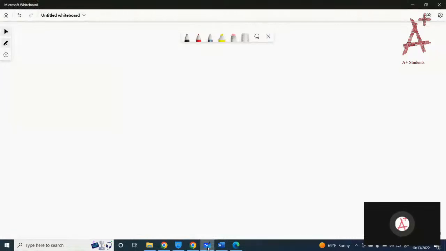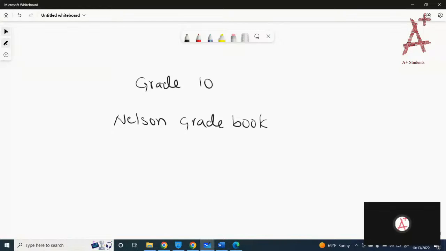So we're going to start with grade 10 maths. We're going to follow the Nelson grade 10 book, and we are working on the chapter. The name of the chapter is Graphs of Quadratics. Chapter 3, Graphs of Quadratics.